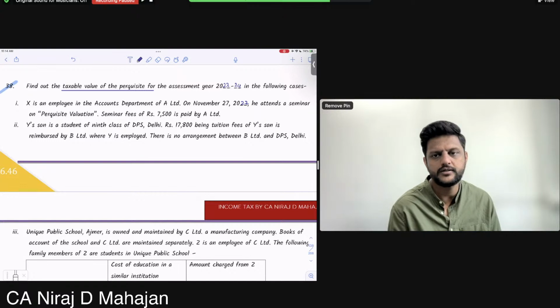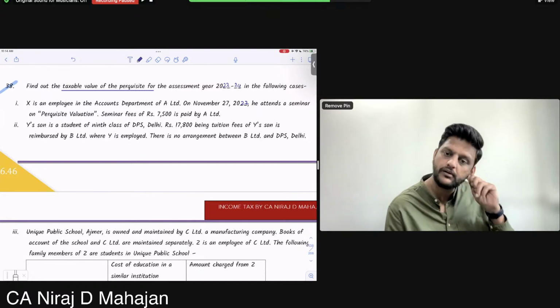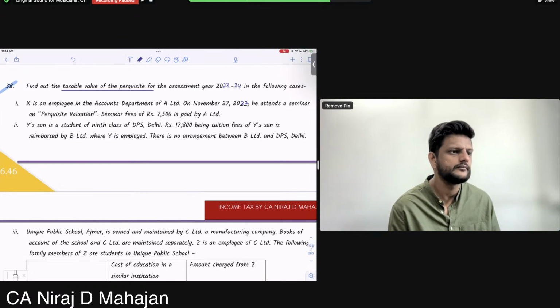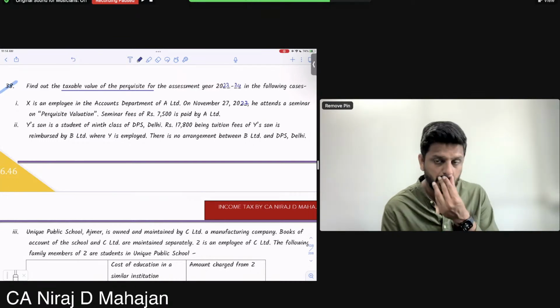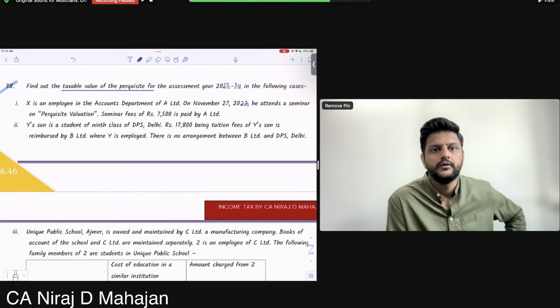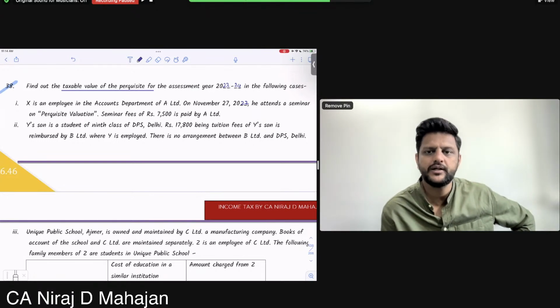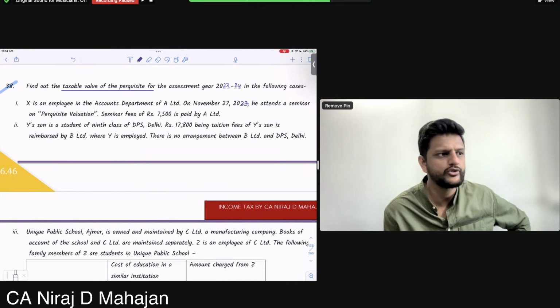Find out. Is there any answer? Anybody any answer? Speak. 7,500 spent on his perquisite valuation seminar fees by the company. So how much is taxable in the hands of the employee?